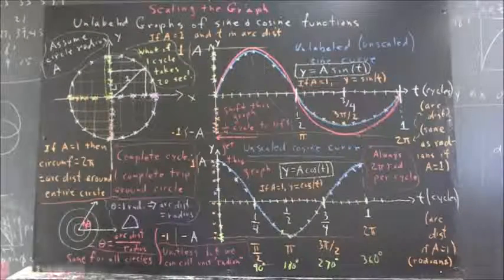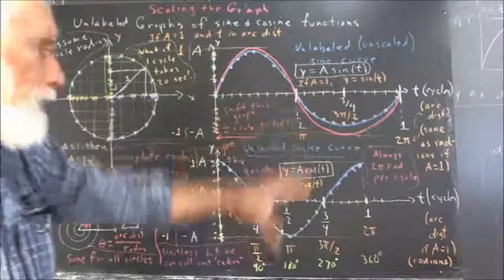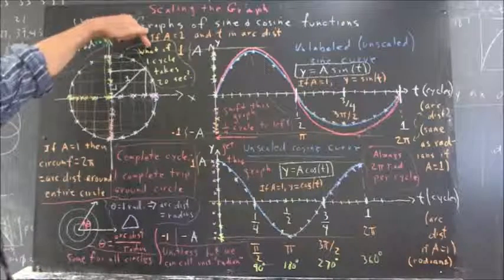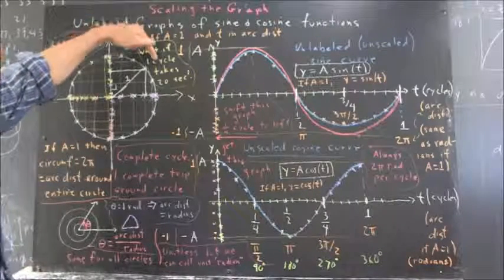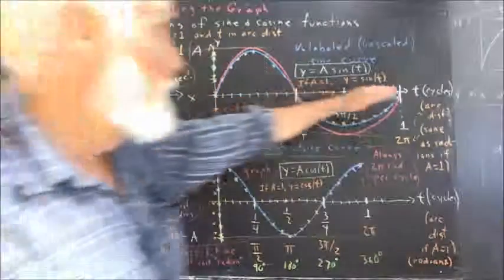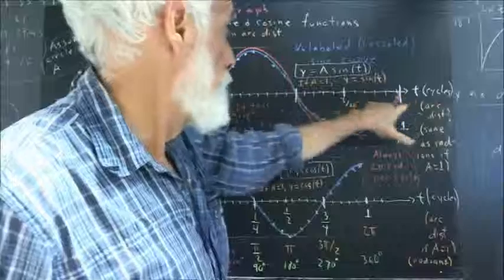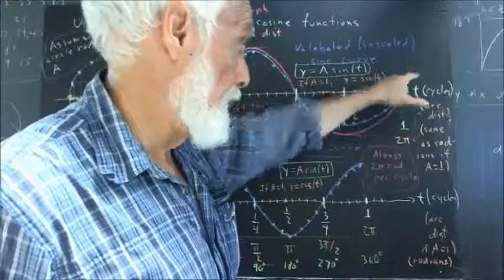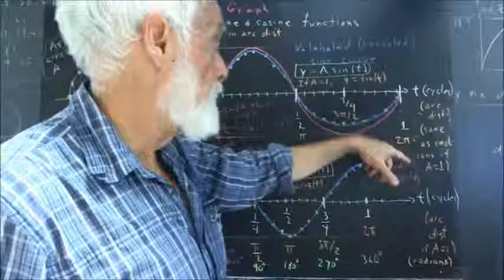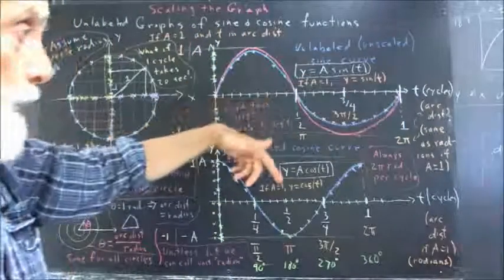Now let's consider one more relabeling. Things are getting kind of cluttered here, but we're going to do one more relabeling. What if one cycle takes 20 seconds? Now we've labeled the graph, we've labeled the horizontal scale in cycles, t in cycles. We've labeled t in arc distance, assuming a equals 1.